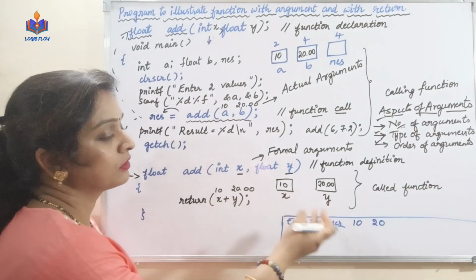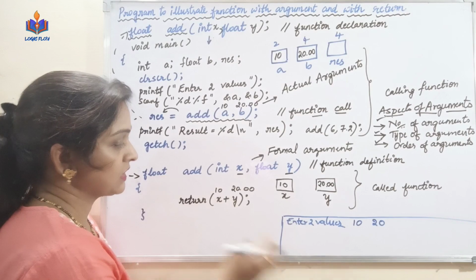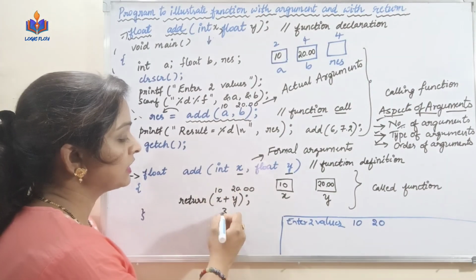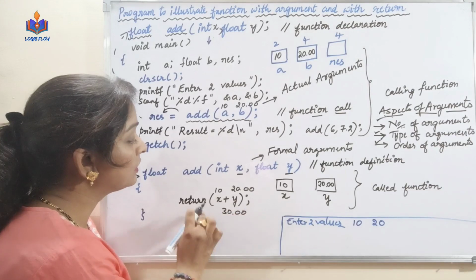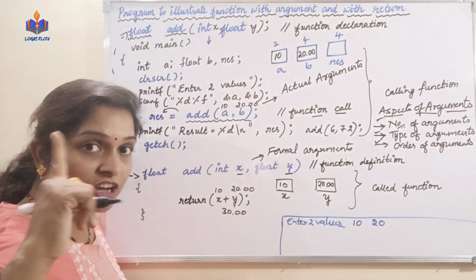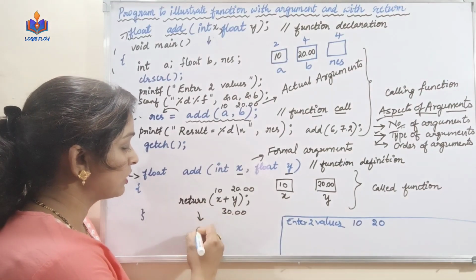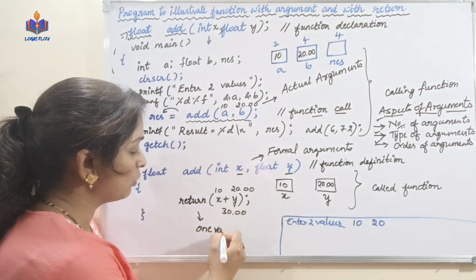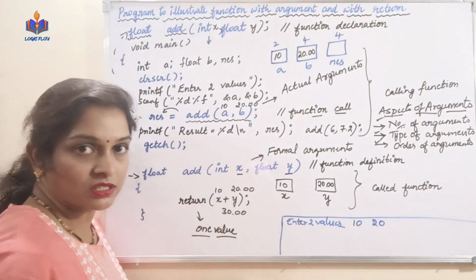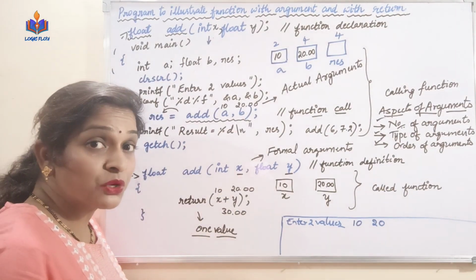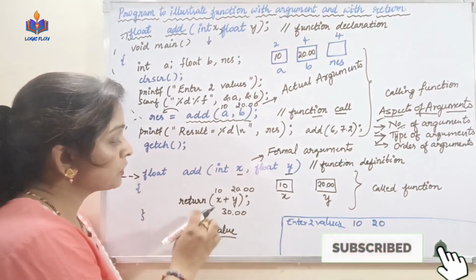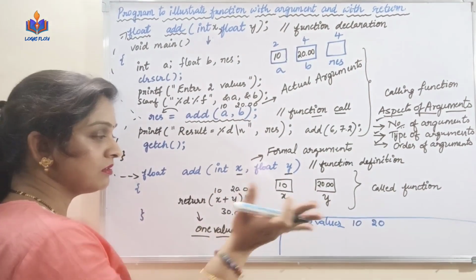Received with new formal variables. x plus y, 10 plus 20, it is 30.00. How many values can a return statement return? It can return only one value. It can return only one value. The return expression can return a maximum of one value. That's it. And where does it have to return? To the place where the function was called. Right? So return 30. Compute and then return.